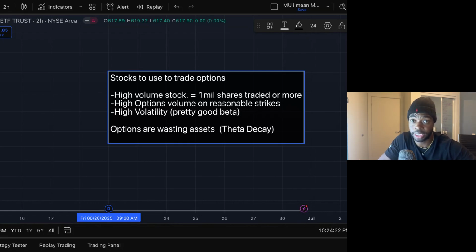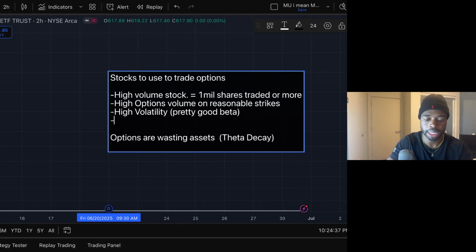Okay. The average daily range, the average daily moves. So you want something with a good average daily range, average daily moves. So ADR or ATR, average true range, average daily range. That's another thing to look at.